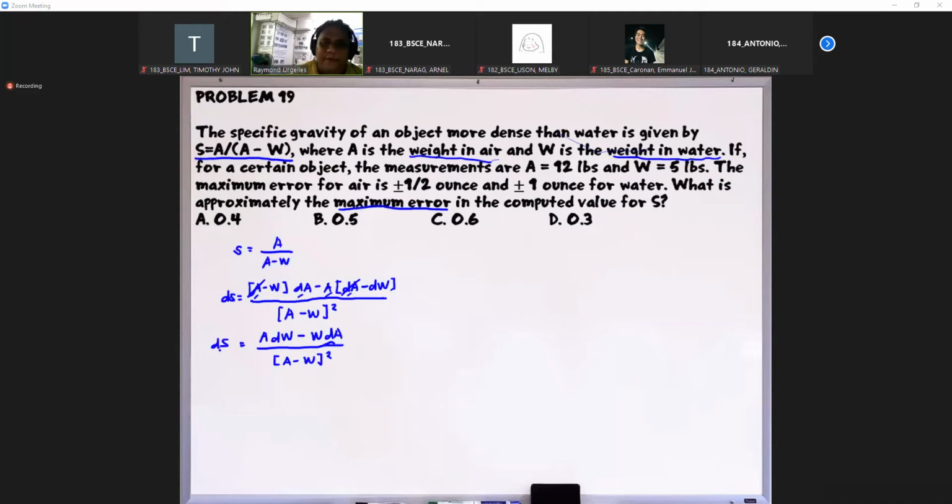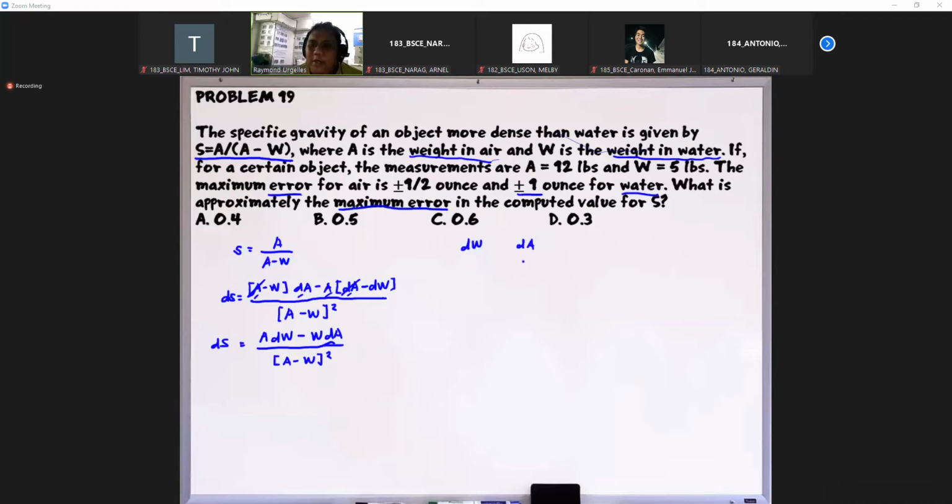So okay, this is the formula we have for dS. Now let's consider again our dW. Again, these are the possible combinations for dW and dA. It can be positive 1/2 or positive 1, so for our dW, since plus or minus 1 is our error for water, right?